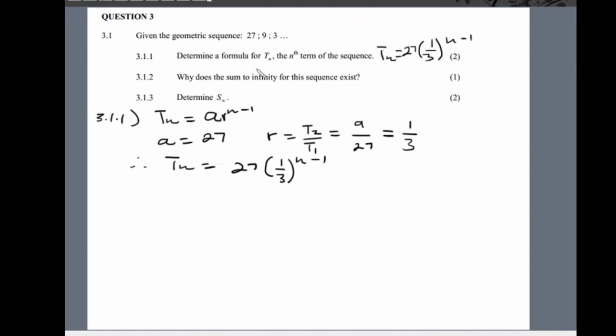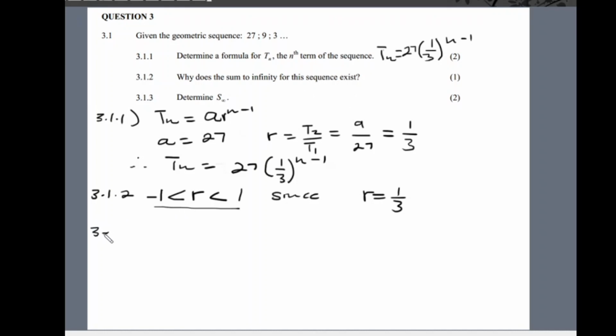Okay, and then question 3.1.2: why does the sum to infinity for this sequence exist? We know that for a sum to infinity to exist, the common ratio must be between minus 1 and 1. That is, r must be greater than minus 1 and less than 1. Since r is 1 over 3, this condition holds. Therefore this sequence will converge, and the sum to infinity does exist, because our common ratio is between minus 1 and 1.